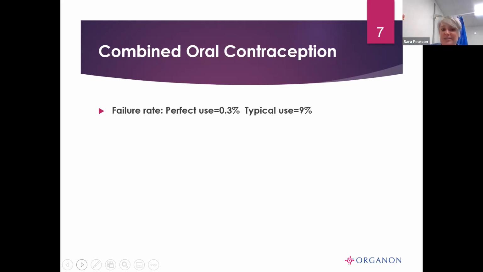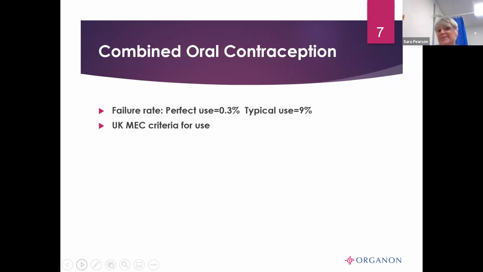So a very user-dependent method, and I think when you're counselling women, it is about establishing, is this the best method for you? Have you got that routine? Will you remember to take it? UK MEC criteria for use, so we know this is the one that does carry a lot more 3s and 4s, and we need to be very mindful of that in our consultation.